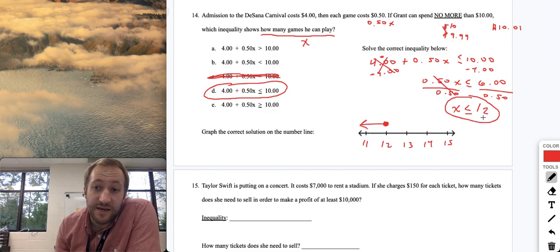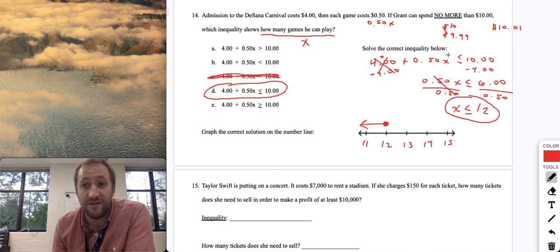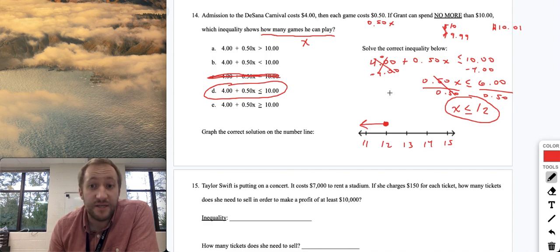So what this means is that he can play 12 games or less. He can play 12 games and still be at that $10 mark. He could play 11 games and still be underneath that $10 mark because he can't spend any more than that $10 budget he has. All right. So these are more of a test of your logic than your math skills. You just have to try and think, if he can spend no more than $10, what kind of symbol would I need?